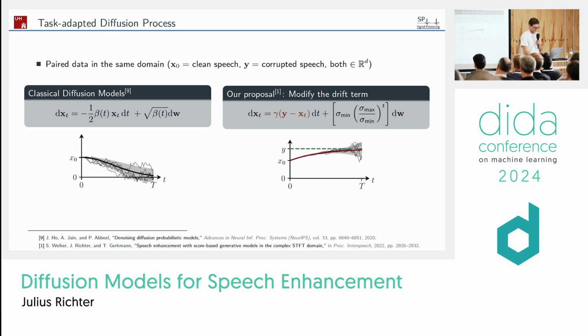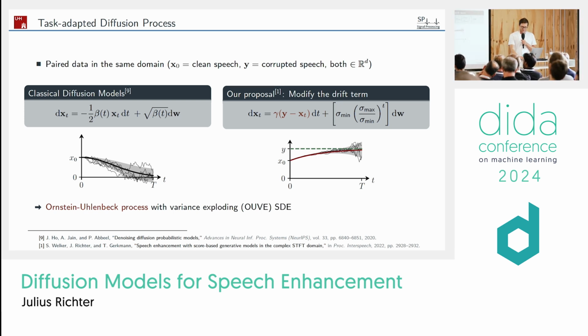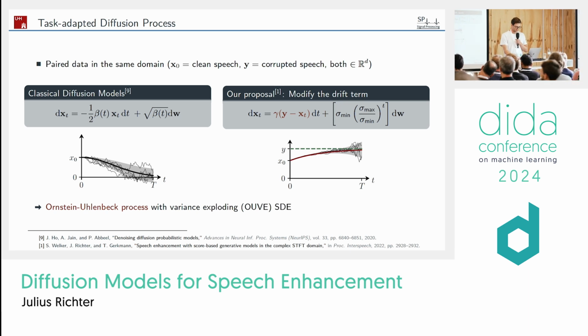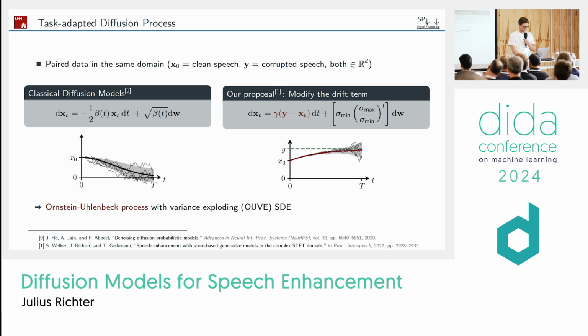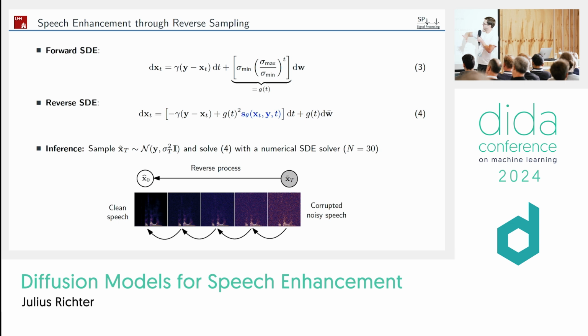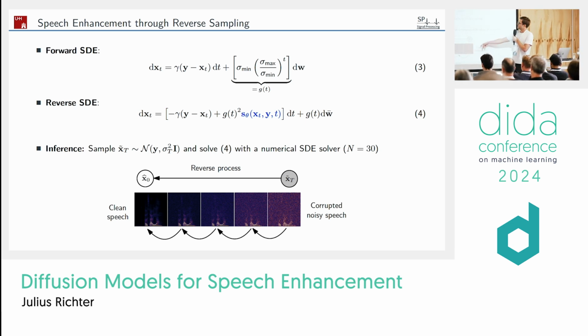So that was the idea, and you can formalize it. So this process is called an Ornstein-Uhlenbeck process with a variance exploding SDE. We call it OUVE, so keep this term in mind. So this is the baseline, and we will see other processes later as well. All right, just a recap, we have the forward SDE, so we move from clean speech to corrupted noisy speech, and then we have the reverse SDE with the trained DNN.